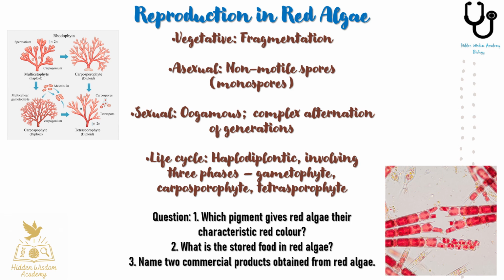Now, let's talk about reproduction in red algae. Red algae reproduce in different ways. Vegetative reproduction happens when the body breaks into pieces. Asexual reproduction occurs through non-motile spores called monospores. Sexual reproduction is oogamous and has a complex alternation of generations. Their life cycle is haplodiplontic, with three phases: gametophyte, carposporophyte, and tetrasporophyte. These features make red algae unique among algae.